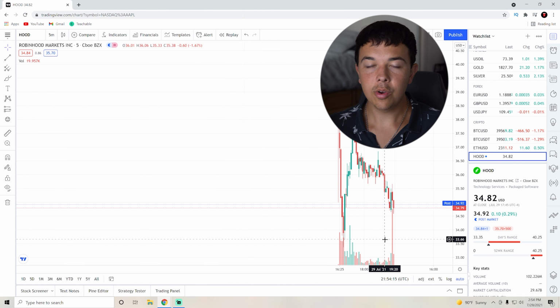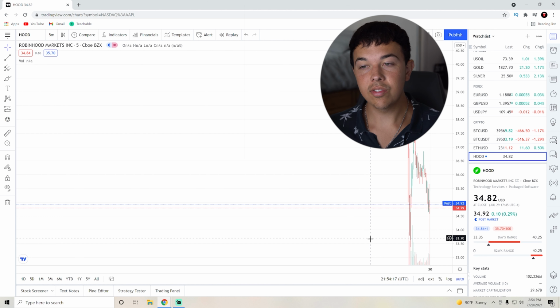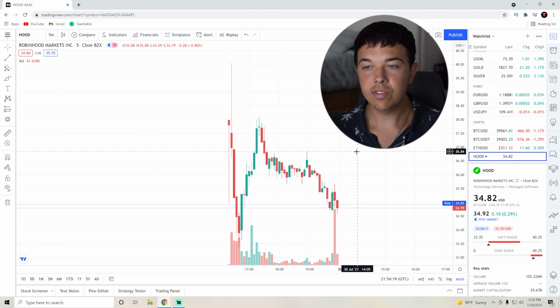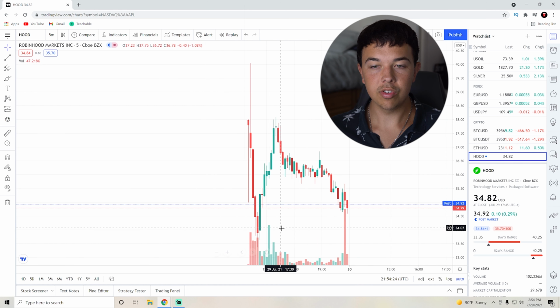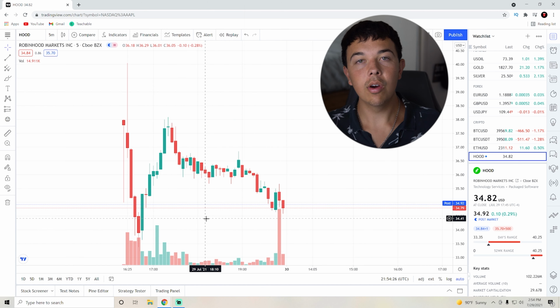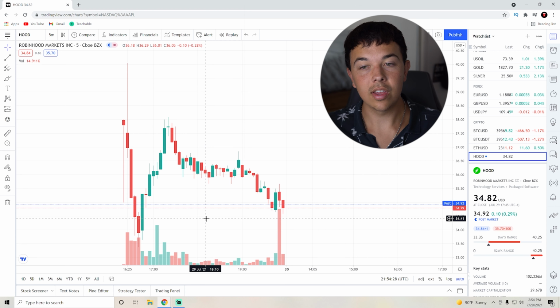If it breaks below 33.60 tomorrow, I'd be a little bit concerned. If it goes up above $36.75, I would be pretty bullish on the stock. But we don't have that much to go over for technical analysis, so that's all I can give you guys right now. But yeah, that's pretty much going to be it for the video.